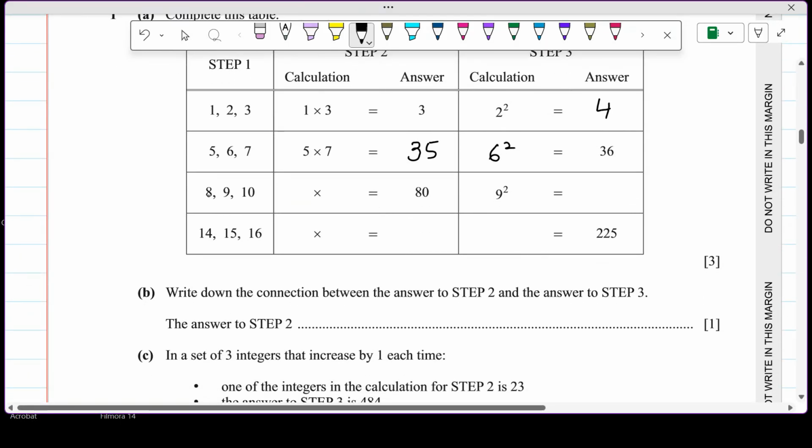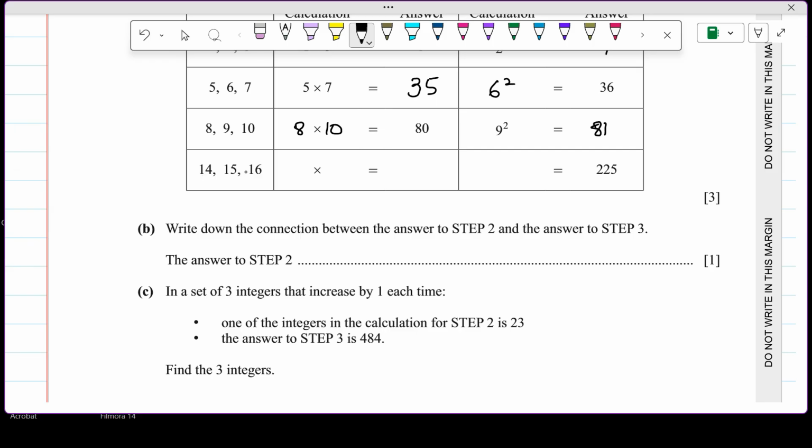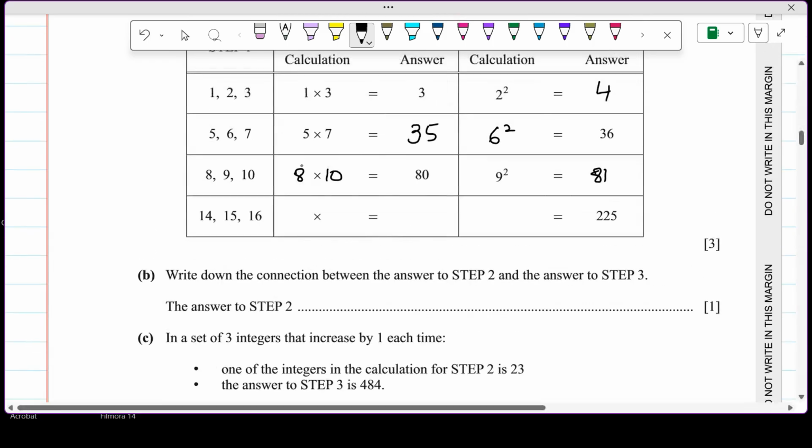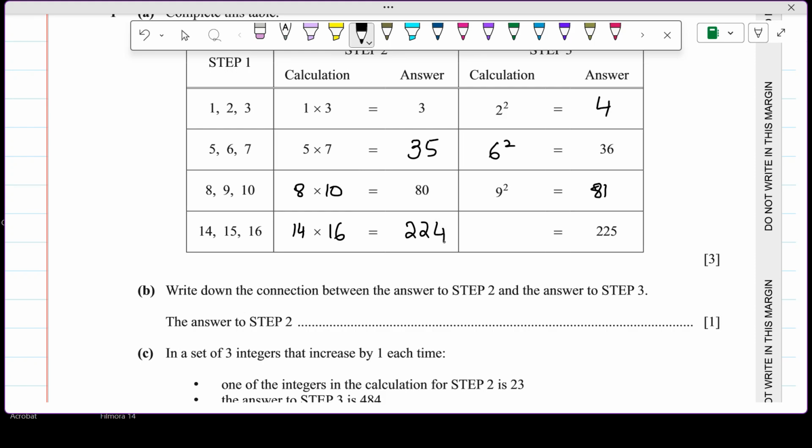Similarly, when we have three integers increased by 1, in this case 8, 9, 10, the first and last integer should be multiplied. So 8 times 10 is 80. And the square of the middle one, 9 squared, is 81. In this case 14, 15, 16 increase by 1. So in step 2, we multiply the first and last integer, which is 14 times 16. It is 224. And in step 3, we take the middle integer and square it. So 15 squared is 225.